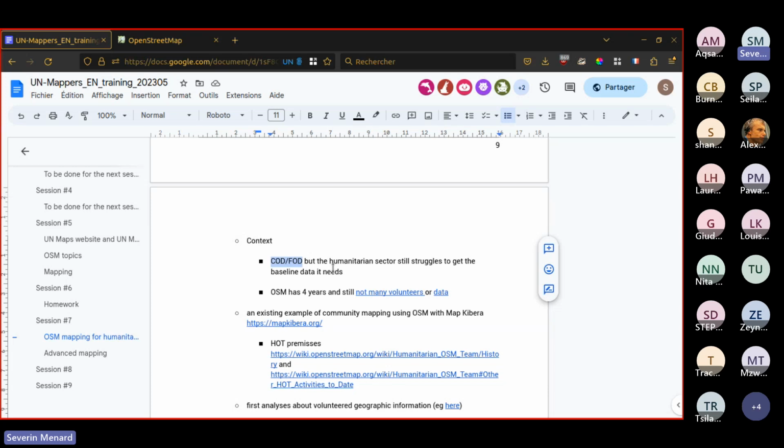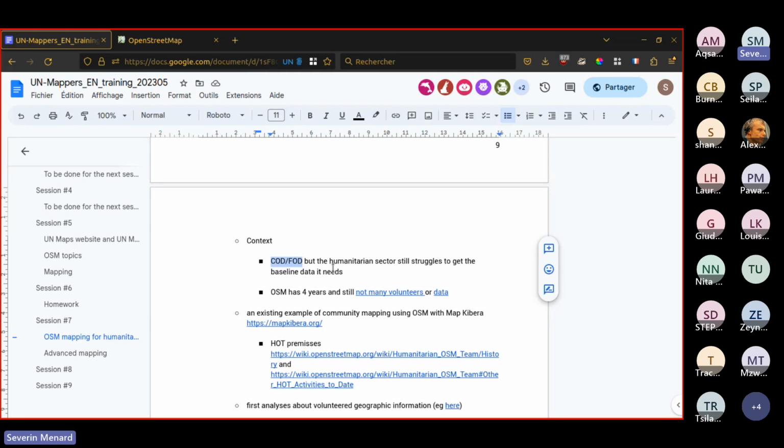And the baseline data, the one we can see in OpenStreetMap, the roads, the buildings, the waterways, etc. There were some attempts to create that in the humanitarian sector, but they never came to something that was usable at large scale for everyone. Okay, so there was a need from the humanitarian sector regarding the baseline data.